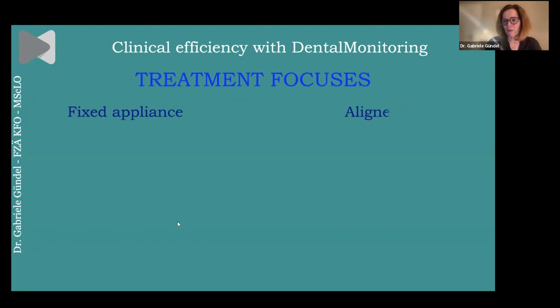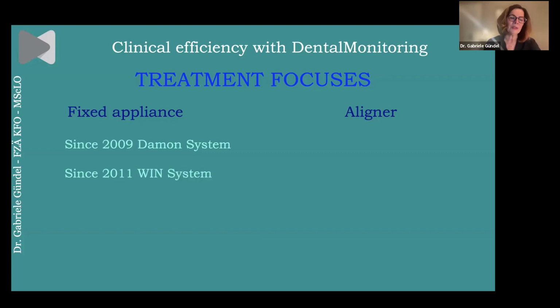In both of my practices, my treatment focuses are fixed appliances on the one side and aligners on the other side. I'm really convinced that in a modern orthodontic practice, we can still use fixed appliances and aligners as well. I'm very, very familiar with the Damon system. Since 2009, I treat my patients mainly with the Damon system.